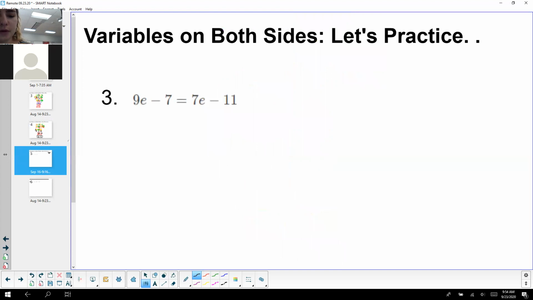All right. So this is actually not a combining problem. This is a variable on both sides type of problem. So go ahead and get this one written down. We've got 9e minus 7 equals 7e minus 11.